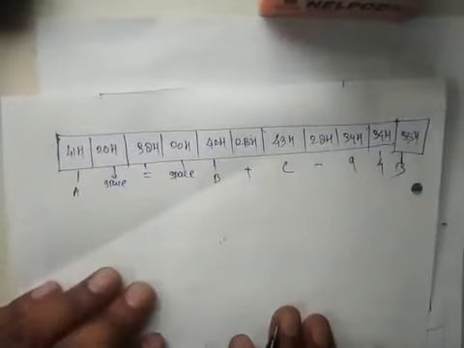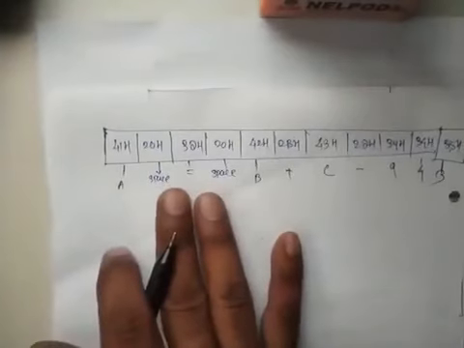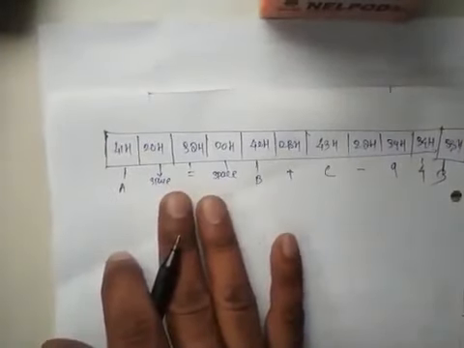Okay, so in this way we are going to store this text file, text value in the form of ASCII, in a file. So this is all about how we store our text file on a computer hard disk in the form of ASCII values.